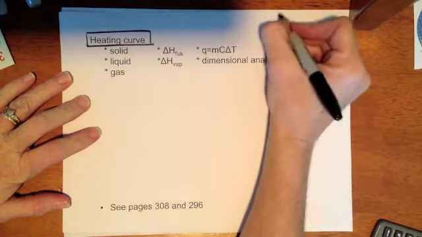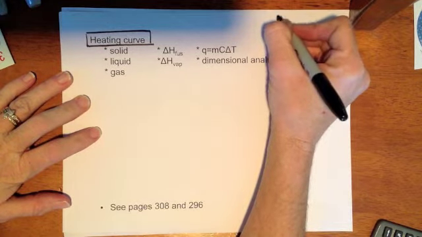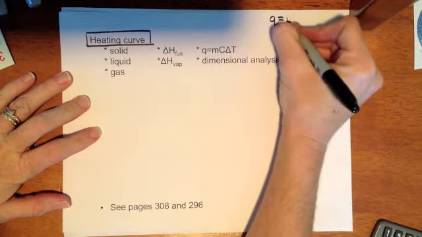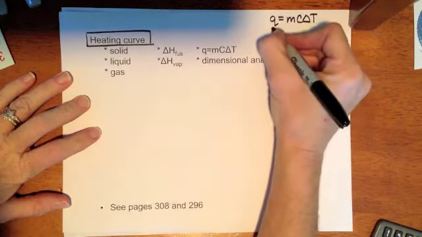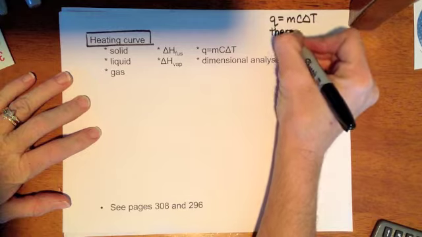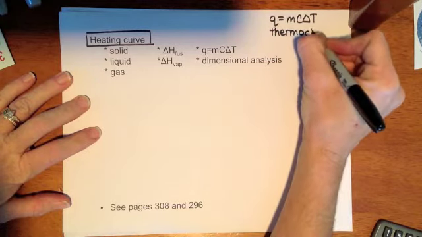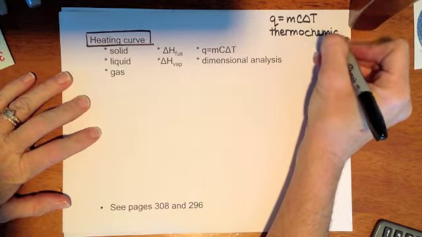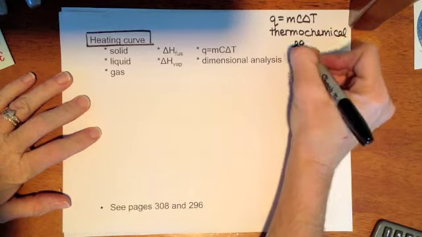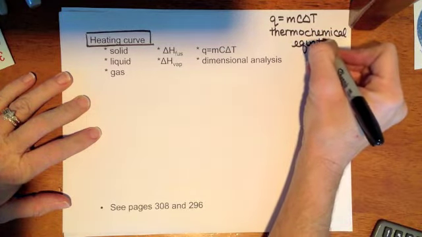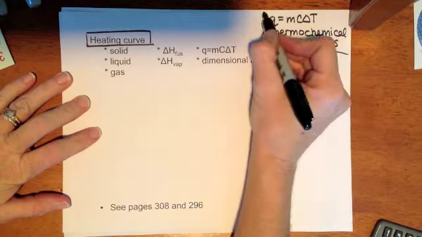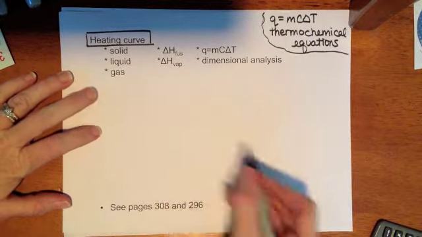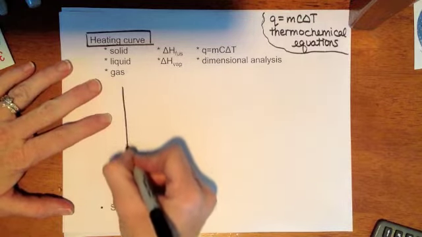So far, before this video, we've learned Q equals mcΔT. So you have this trick. And you've also learned thermochemical equations. In this section, we're going to take those two and kind of put them together. So we have those two skills coming into this video. So what we're going to do is a heating curve.